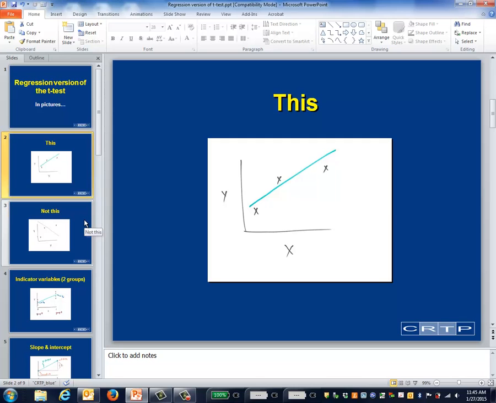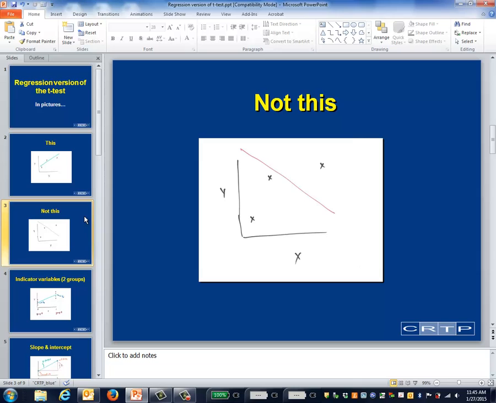This fit will look rather like this, and not like that. The line will have a slope and an intercept. We'll call the intercept beta naught and the slope beta 1.